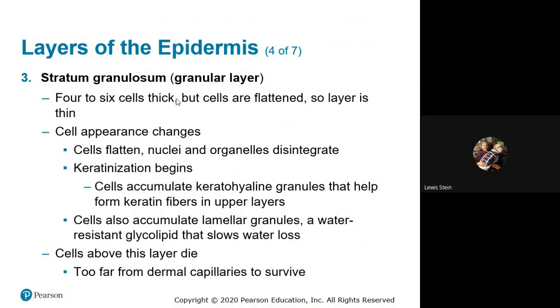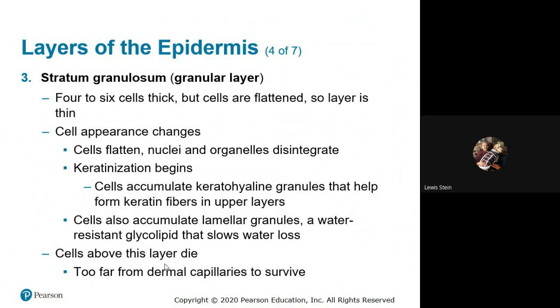And now, this is the big change. The granular layer. The cells start to flatten. The nucleus starts to flatten. That tells you the cell's dying. We begin to see little granules, fancy name, keratohyalin granules. They're going to make the keratin, which is the structural protein that really makes skin. Fats form. I mean, this leads to the waterproof nature.